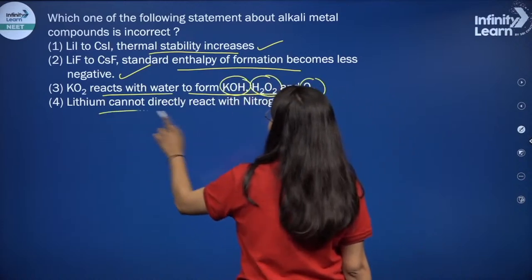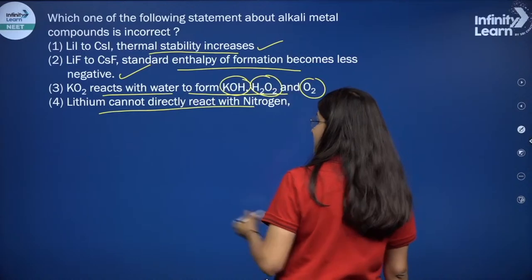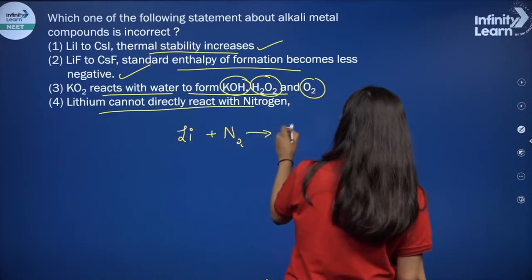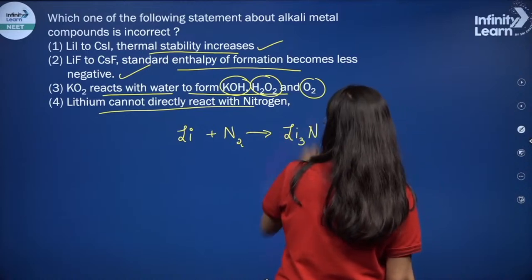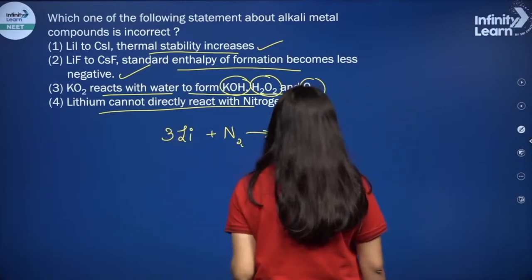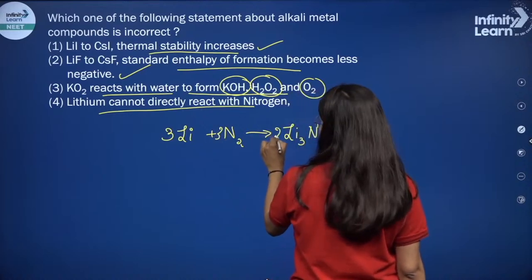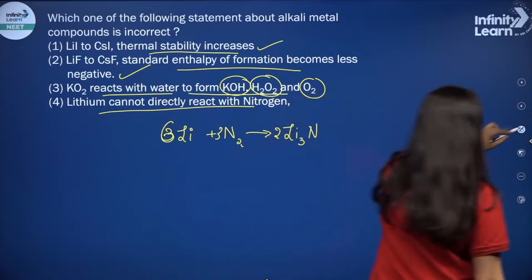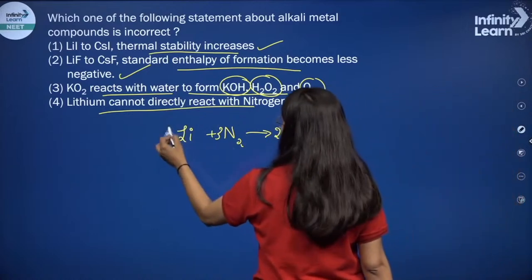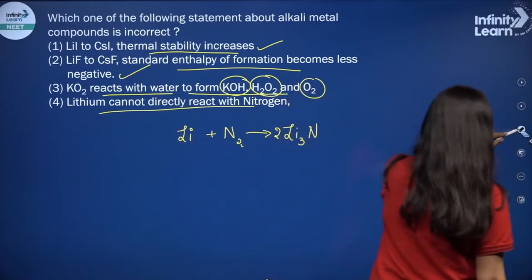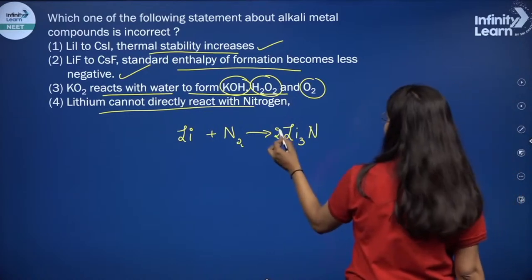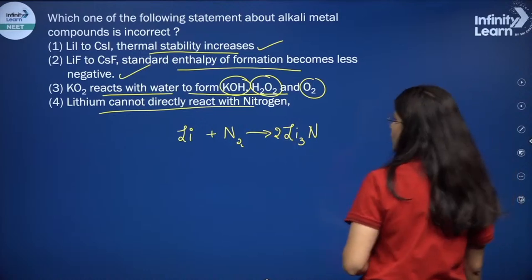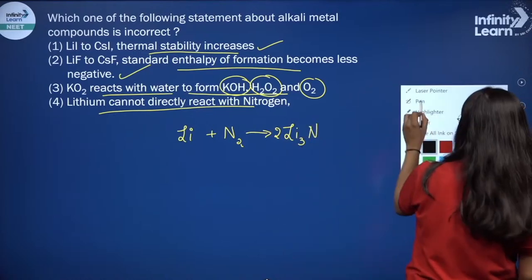Next. Lithium cannot directly react with nitrogen. Lithium can. Lithium reacts with nitrogen to form lithium nitride. So lithium reacts with what? Is it balanced? You can do the balancing, I will do it in a second. So lithium is actually reacting with nitrogen to give me what? Lithium nitride. So this reaction is wrong. Right? So you can do the balancing. What is the correct answer? The correct answer is option number 4.